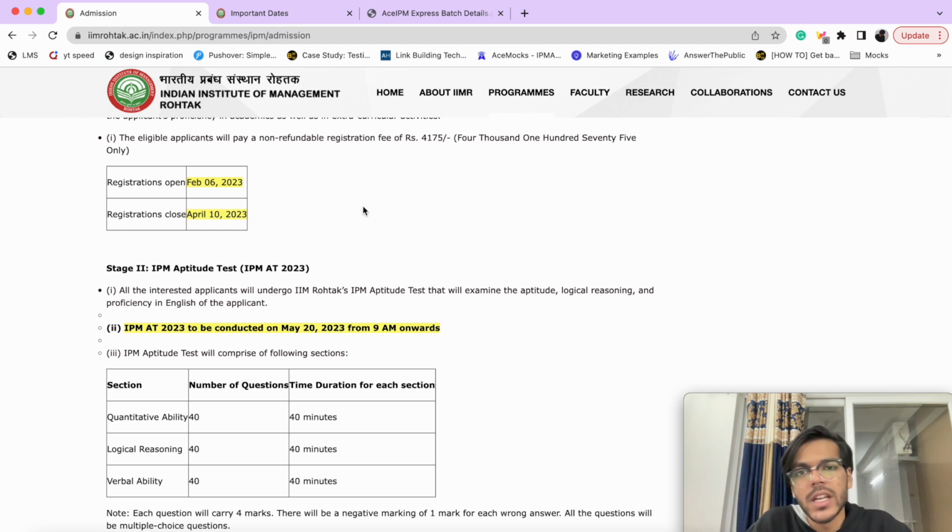In terms of the examination pattern, it remains the same as last year, which is 40 minutes each section and 40 questions each section. There's no sectional time limit, at least in the past few years there hasn't been any. So we expect that this year also, there won't be any sectional time limit. There's also no sectional cutoff either.